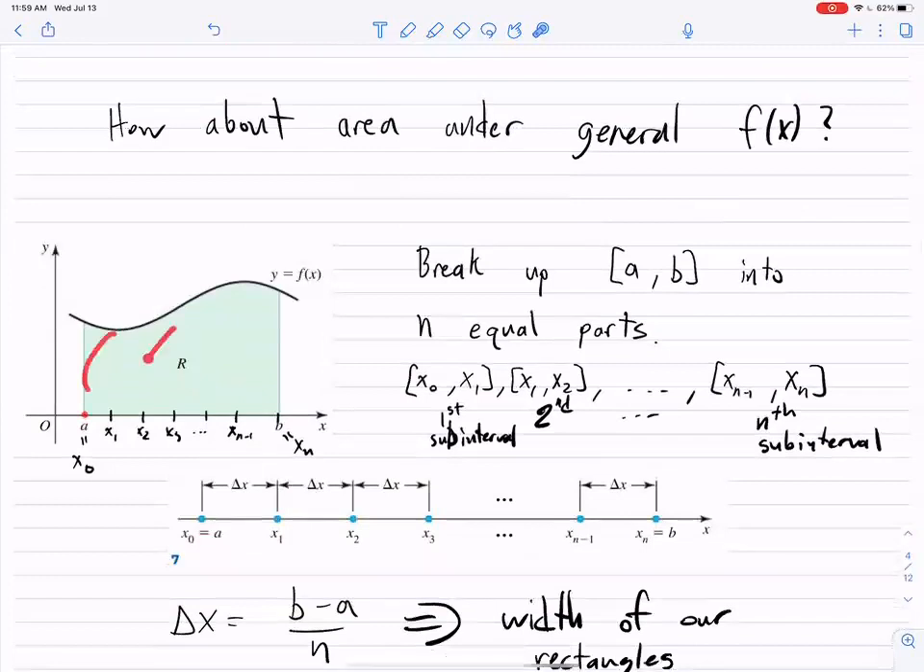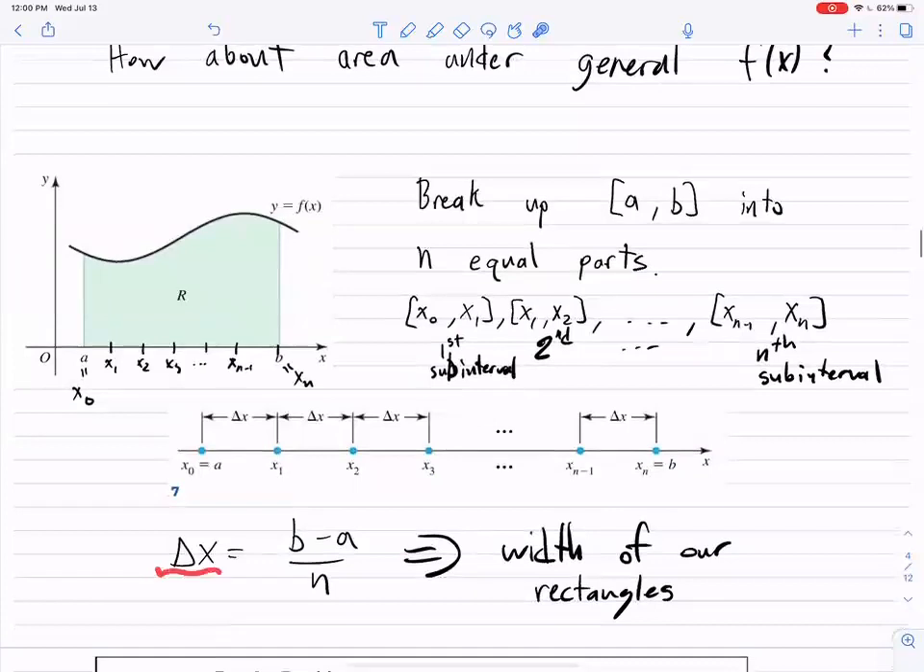If you want to know what this area R is, you take your x interval and break it up into n equal subintervals. So x0 to x1, x1 to x2, all the way to xn. So that's the first subinterval, second subinterval, nth subinterval. And here's a picture of that. Each one is going to have a width of delta x.